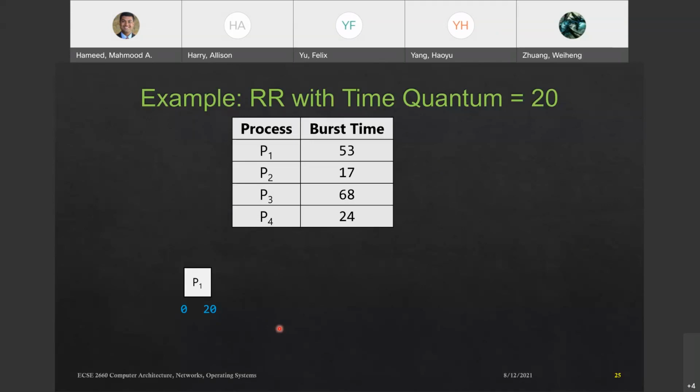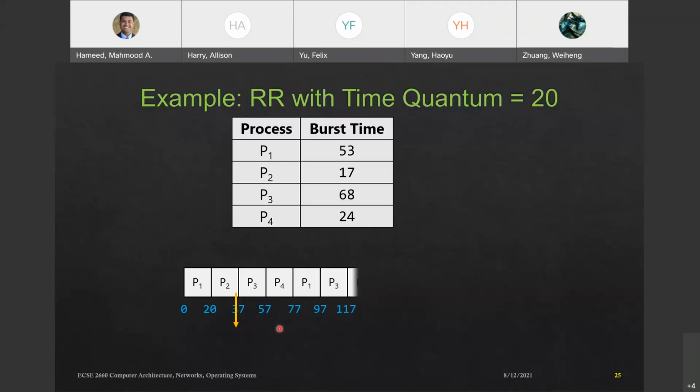So P1 gets it for 20 milliseconds, preempted. P2 gets it next. P2 doesn't need all of 20. P2 only needs 17 of it. So P2 will get 17 and it will finish. P2 gets to finish here, and then P3 gets the processor for the next 20 milliseconds. Then P4 for the next 20 milliseconds. It is a circular queue. So you come back to P1 for 20 milliseconds.